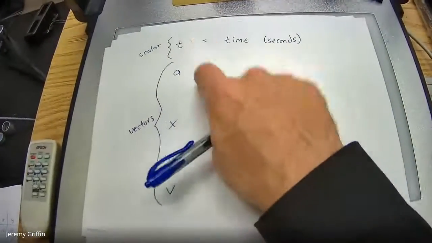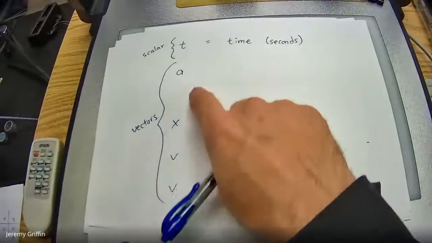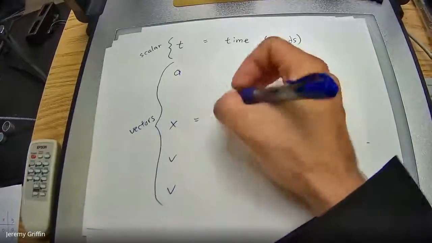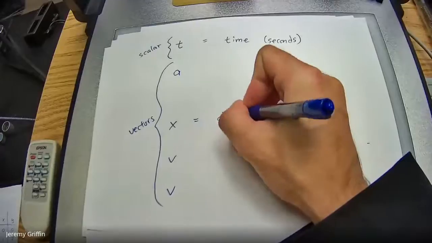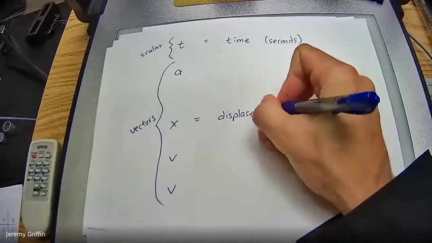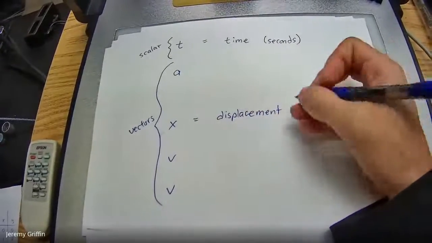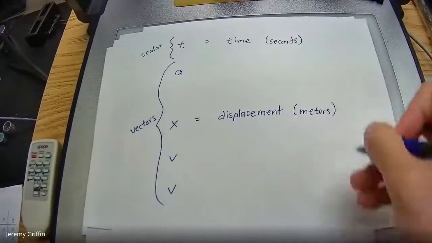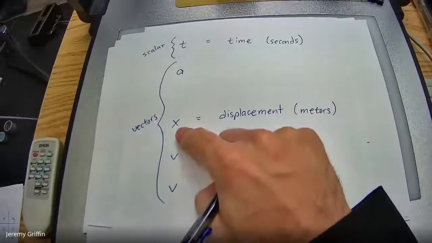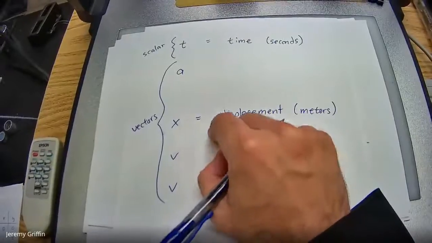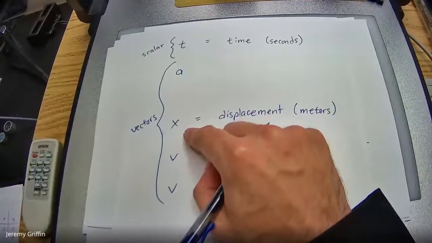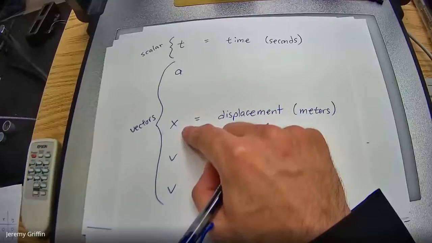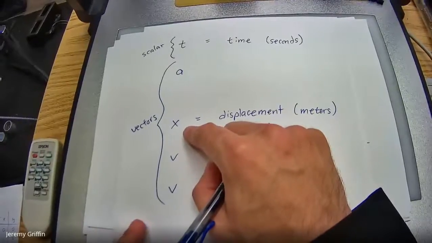Now I'm going to skip this A because that's the most involved one. I'm going to come back to that. X usually represents displacement. Sometimes I say distance, which is technically the scalar value. It's going to be meters. Lots of other characters are used for displacement. Sometimes you'll see Y or H or R or S. S is just tricky because it looks like 5.